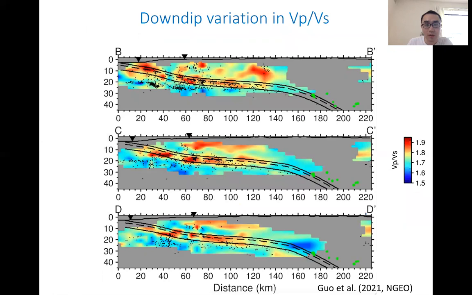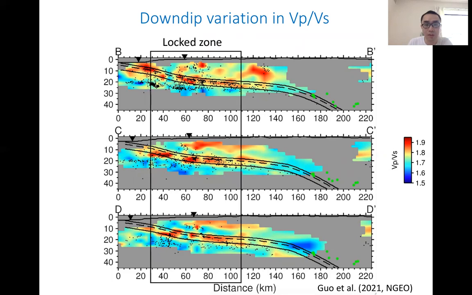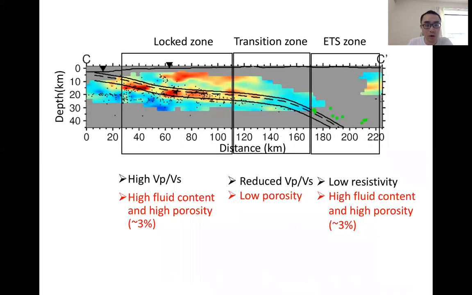This figure shows 3 along-dip cross-sections of our inverted Vp/Vs model, which shows that the Vp/Vs near the plate interface has a significant decrease from the locked zone to the transition zone. Based on rock physics experiment results, we suggest that the high Vp/Vs values in the locked zone are caused by high fluid content and high porosity, while the reduced Vp/Vs values in the transition zone can be explained by lower porosity. In the ETS zone, a previous MT imaging study shows a lower resistivity, which indicates high fluid content and high porosity there.